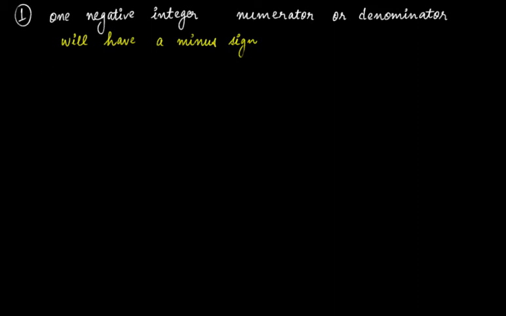So suppose you have A is 6 and B is minus 2, or A is minus 6 and B is 2. If you do A divided by B, then you just treat them as whole numbers, and it would be 6 divided by 2. So 6 divided by 2 is 3, and since you have only one negative integer, just put a minus sign here.